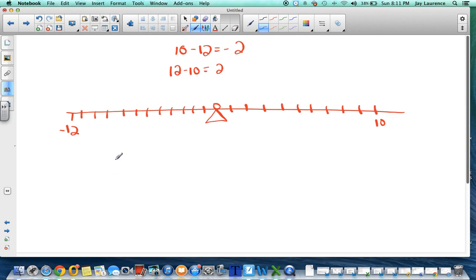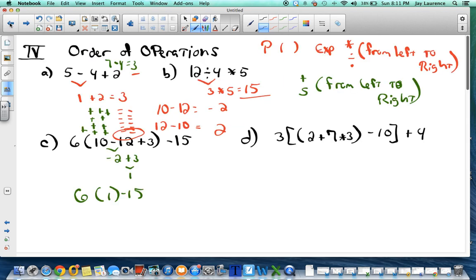So, for example, if I asked you to do 5 minus 8, well, I could do 8 minus 5, and there's not a person in the room that can't do 8 minus 5. All right, well, the answer over here is going to be the same, only the 8 is farther from 0, so it gets the sign. Yeah, that's pretty simple stuff.